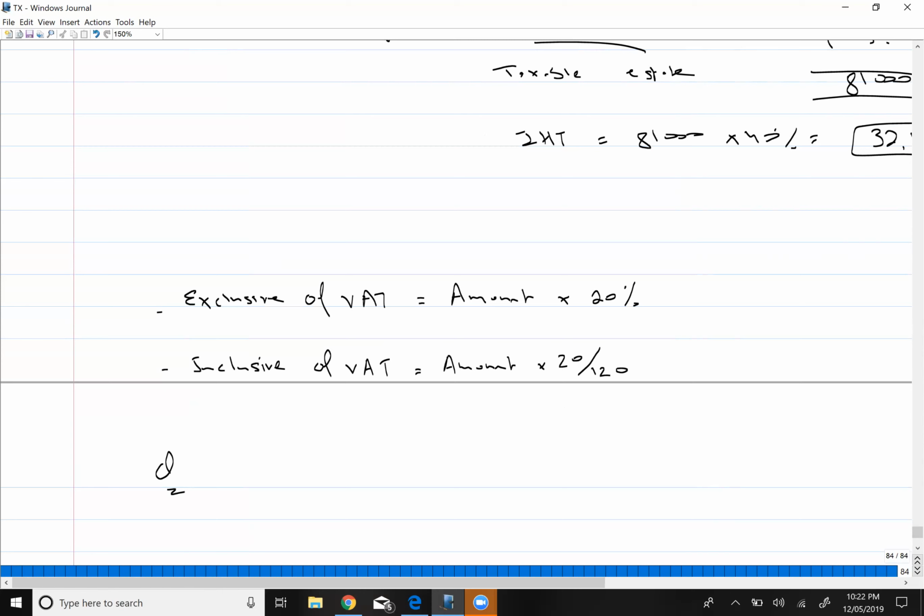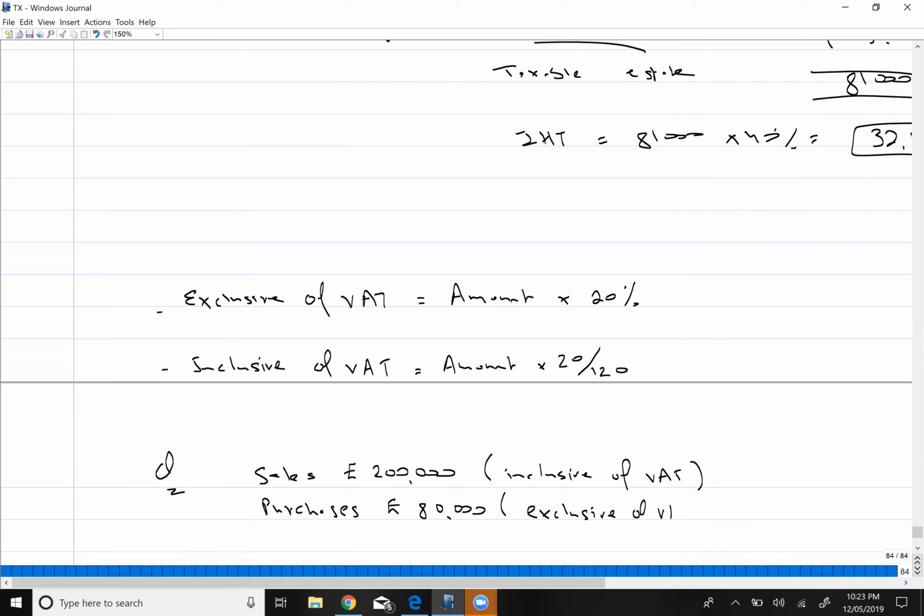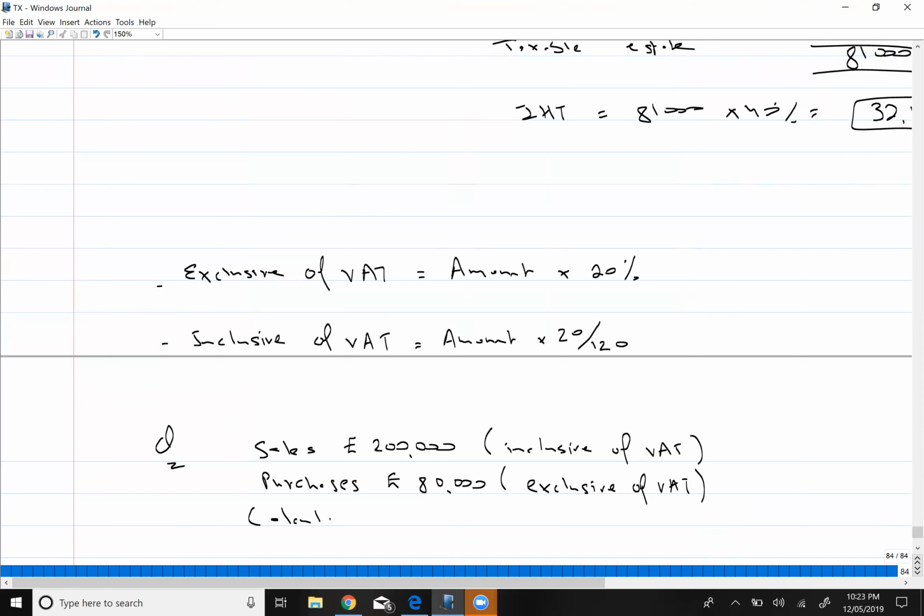Let's say, for example, sales are 200,000 pound, and this is inclusive of VAT. Purchases are 80,000 pound, and it is exclusive of VAT. Now you have to calculate the amount of VAT payable. For computing VAT payable, you will take output VAT minus input VAT.